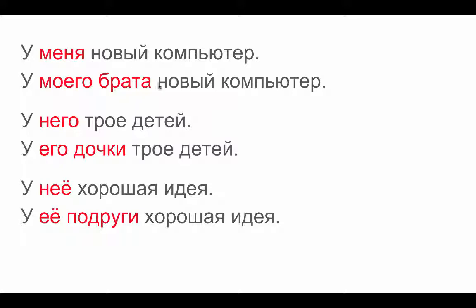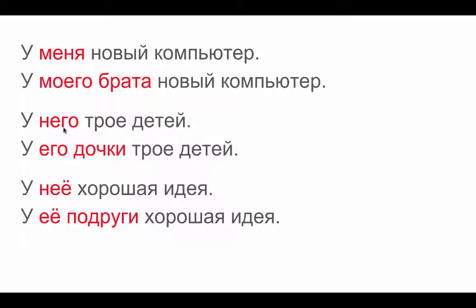So here we have a couple of sentences that show places where sometimes people get confused. У меня новый компьютер. Here this is I have, or by me there is a new computer. У моего брата новый компьютер. My brother has, or by my brother there is a new computer. So here we have a personal pronoun. Here we have a possessive. Here we're talking about whose brother? My brother. Whereas here it's just me.